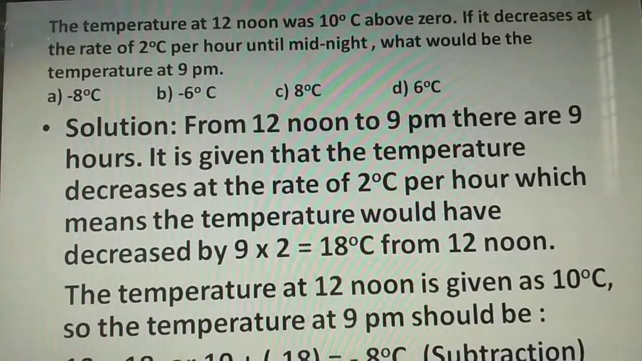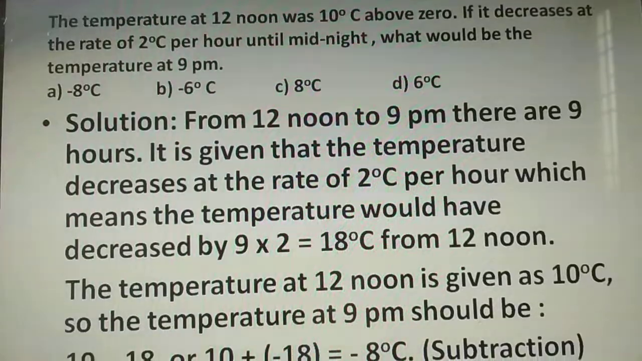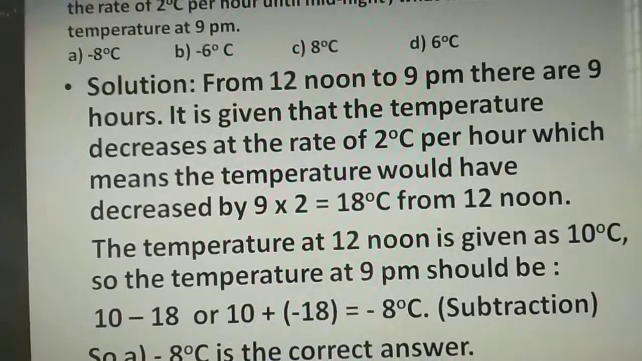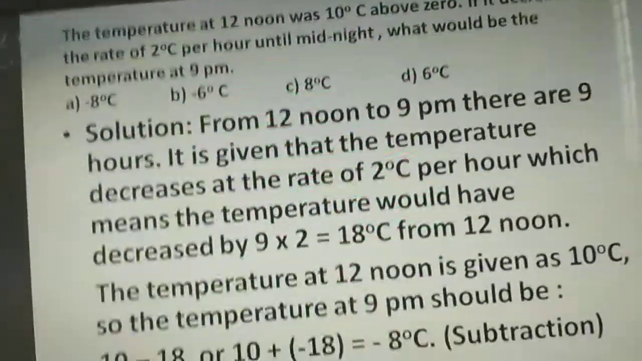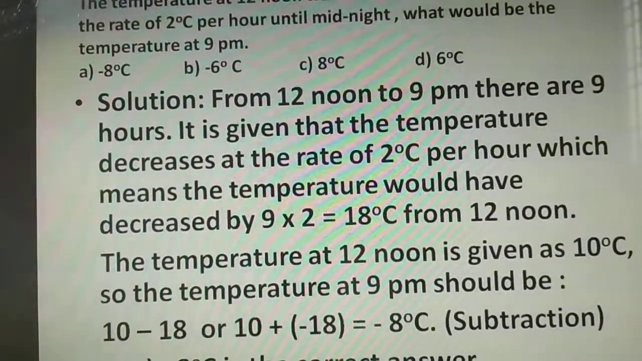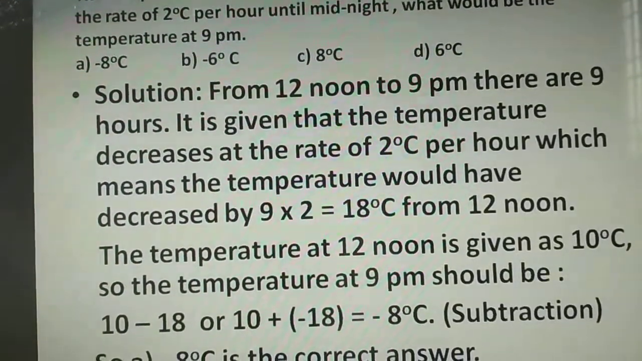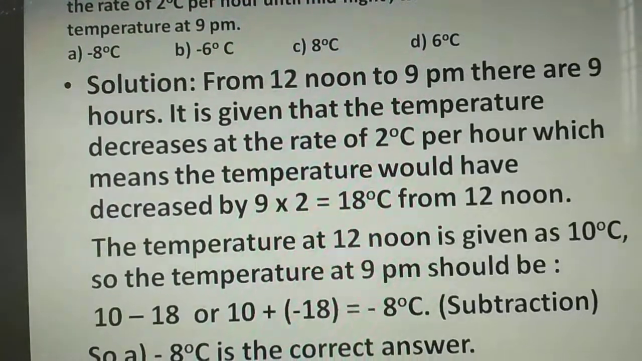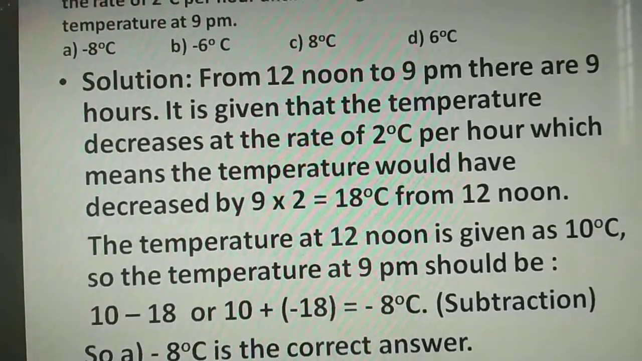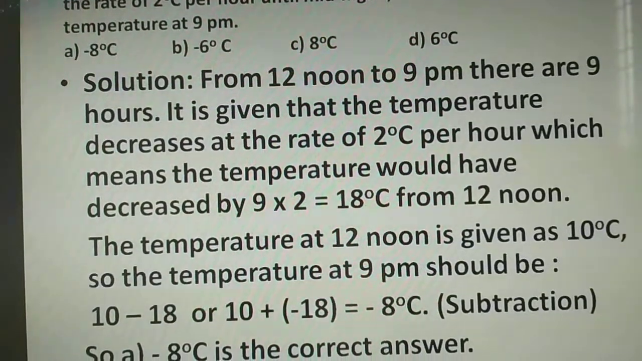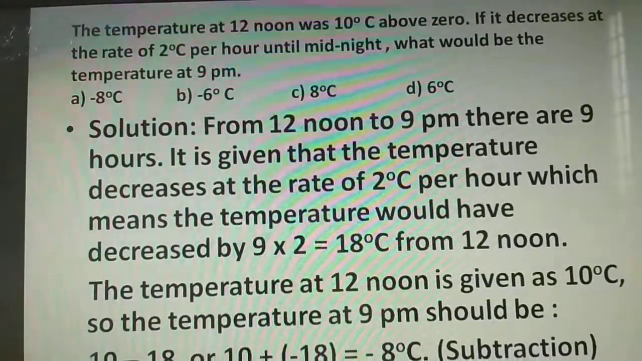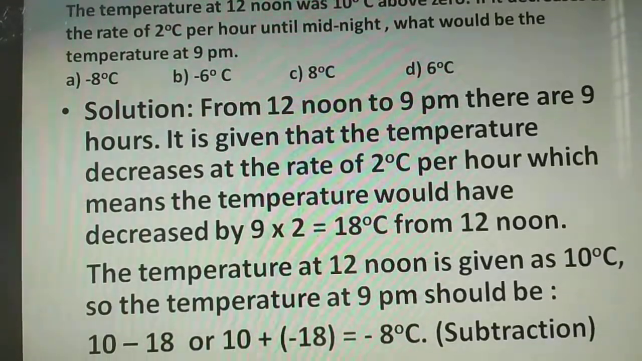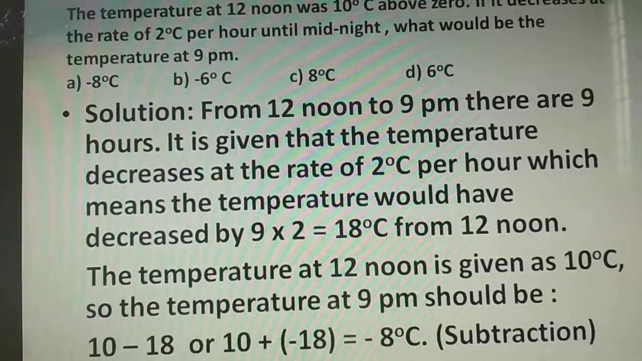If it decreases at the rate of 2 degrees Celsius per hour, which means 2 degrees Celsius decreasing per hour, the temperature would have decreased by 9 hours' worth. From 12 noon to 9 p.m., they are asking us to find the temperature. What would be the temperature at 9 p.m.?